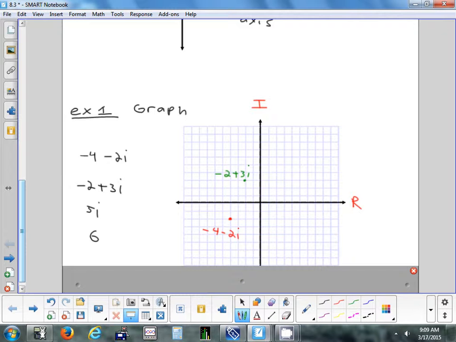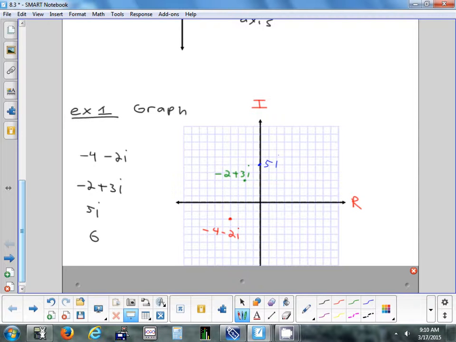Two to the right. I'm sorry, 5i. Third one. Would you have to split it? Well, think about what's the real part there. Oh, you would just go 5 up. Yeah, the real part is 0. So there is no left and right. This is like graphing the point 0, 5, right? So the real part would be 0, imaginary part 5 up.